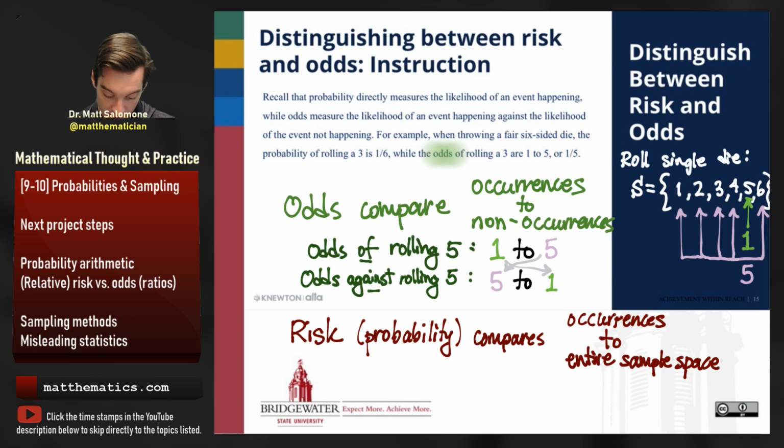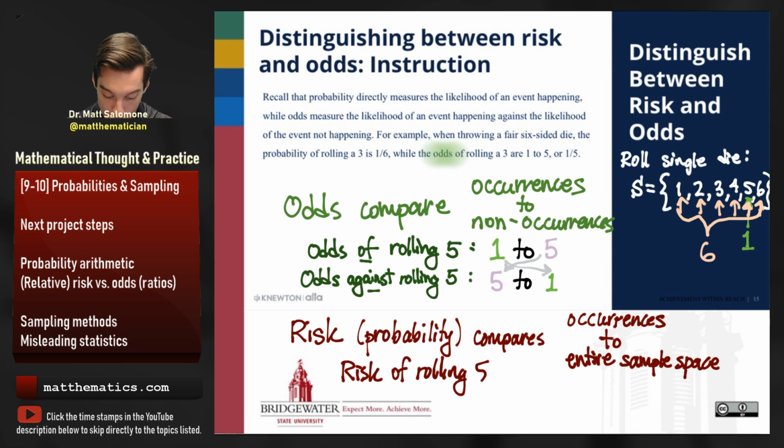then I want the same numerator. Remember, I want that 1 to be in my numerator, but my denominator is not going to be the same. My denominator is going to be every outcome in the sample space now. 1, 2, 3, 4, 5, 6. And so the risk of rolling a 5 is going to be 1 out of 6.